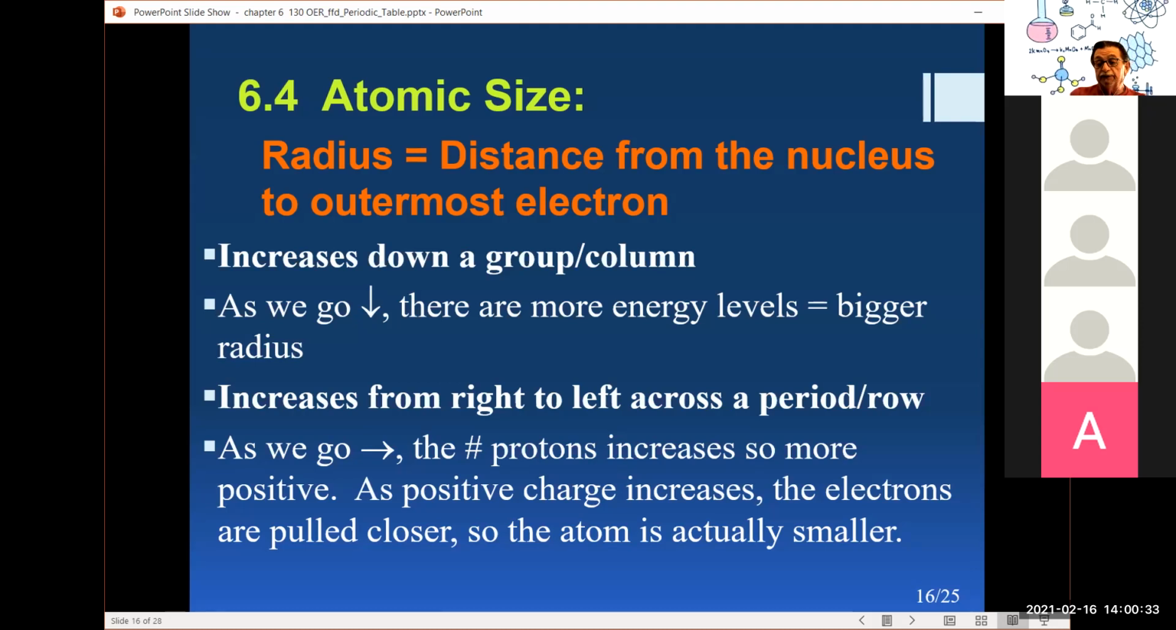And that's the key thing, because you could be asked a question, what's the trend across the periodic table, and be told, well, don't just regurgitate the trend. Why is it? Explain your trend, and there's the reason. As positive charge increases, the electrons are pulled closer. So the atom actually gets smaller in diameter.